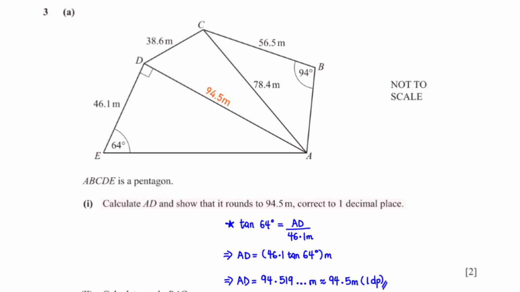ABCDE is a pentagon. Calculate AD and show that it rounds to 94.5 meters, correct to 1 decimal place. We can find the length of AD by applying SOHCAHTOA to the right-angled triangle ADE. This gives us tan 64 degrees equals AD divided by 46.1 meters. When we make AD the subject, this is what we have. When we type this into the calculator, we get 94.519 meters, which is approximately 94.5 meters rounded to 1 decimal place.